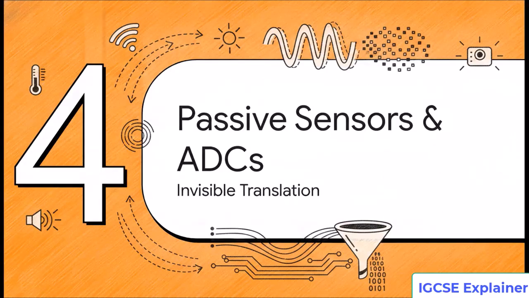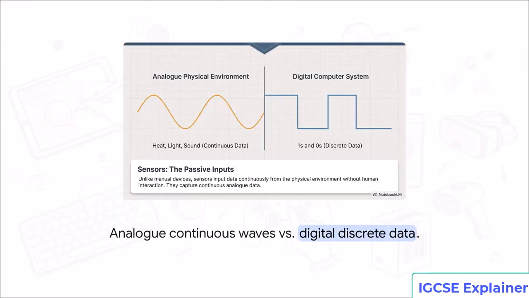Section 4. Passive sensors and converters. To really understand passive sensors, we first have to recognize a stark contrast. In our physical environment, data is analog. Heat, light, sound, they all occur in continuous flowing waves. You don't just jump instantly from freezing cold to boiling hot. It's a smooth transition. But inside the digital computer system, data is discrete. It only understands distinct, rigid blocks of ones and zeros. A sensor's entire job is to read those continuous analog waves from the environment without any human interaction whatsoever.